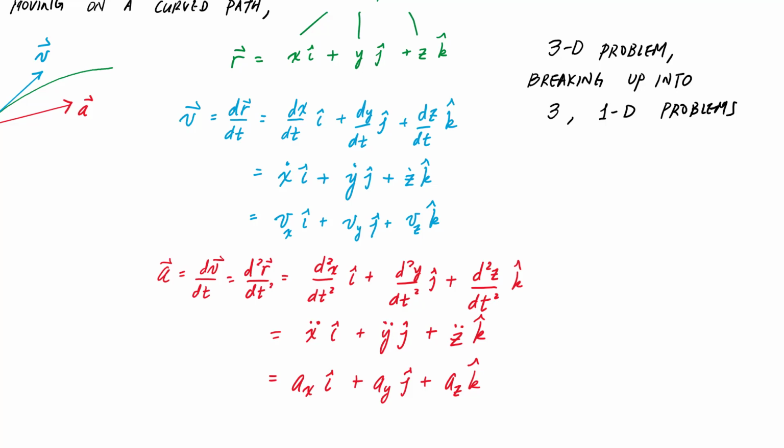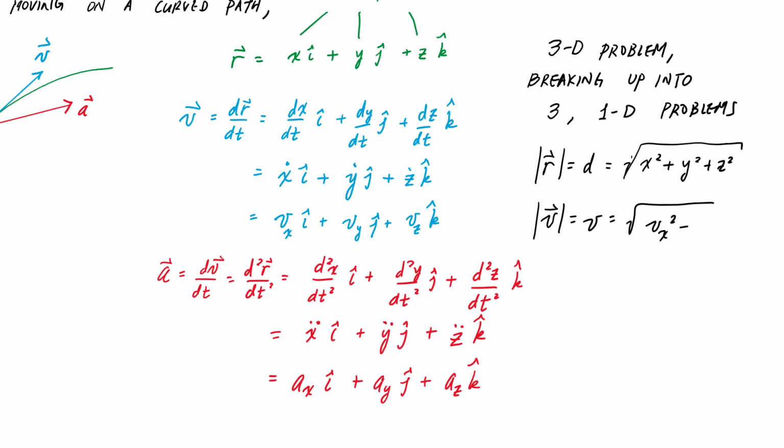The magnitude of position is the distance. To find that would just be the square root of the sum of squares of the components, just like you did in calculus. And for speed, the magnitude of the velocity is the speed, and you can calculate that again by the square root of the sum of squares. And very similarly, the magnitude of the acceleration is the square root of the sum of squares.